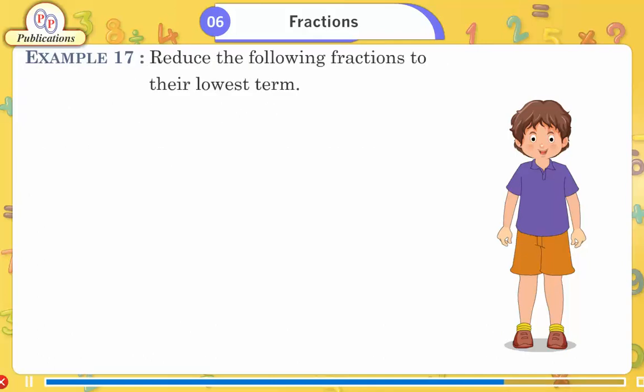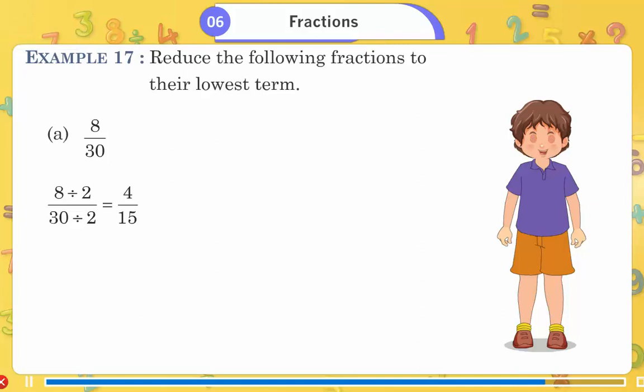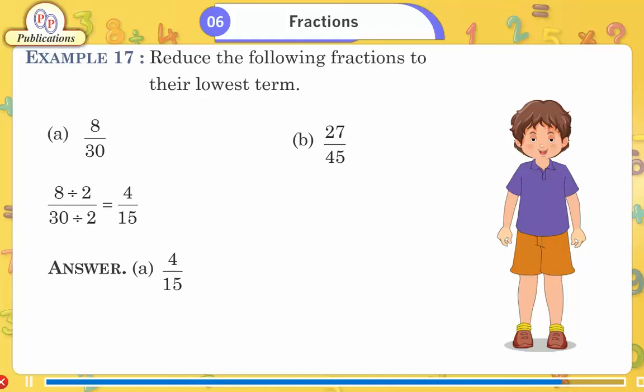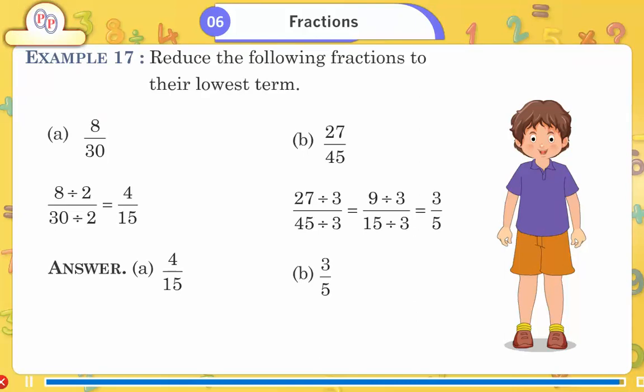Example 17. Reduce the following fractions to their lowest term. A. 8/30. (8 ÷ 2)/(30 ÷ 2) is equal to 4/15. Answer: 4/15. B. 27/45. (27 ÷ 3)/(45 ÷ 3) is equal to 9/15, and (9 ÷ 3)/(15 ÷ 3) is equal to 3/5. Answer: 3/5.